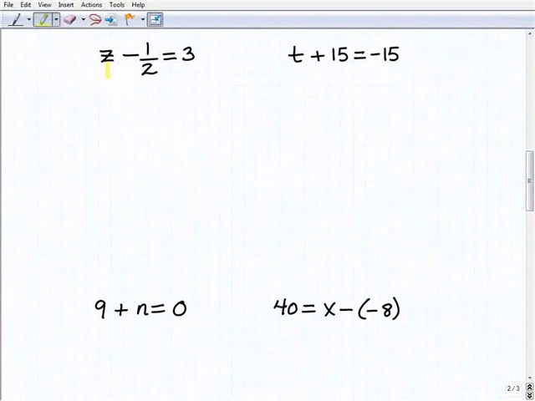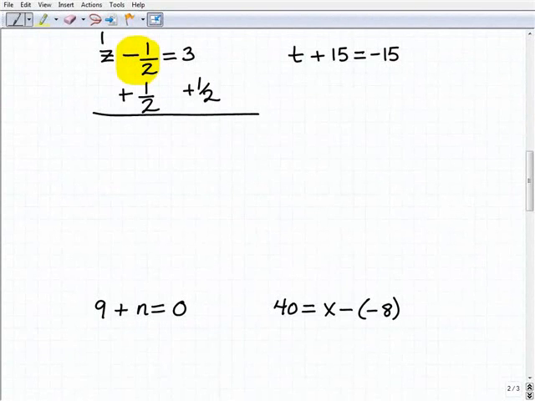So our next one here is z minus 1/2 equals 3. So we have a fraction, but it's no big deal. It's the same principle. So to get rid of this negative 1/2 next to the z, I'm going to add 1/2 to both sides of the equation.